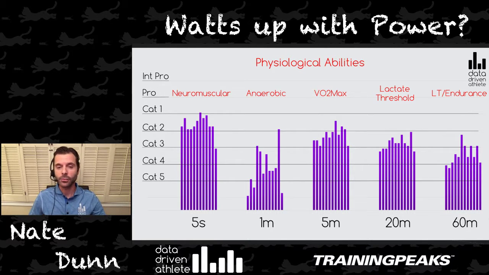Along the vertical axis, we have some competitive labels here. And this is where there's some debate in terms of whether or not this is really useful to you. The reason for this is that this could vary based on the region that you race in.